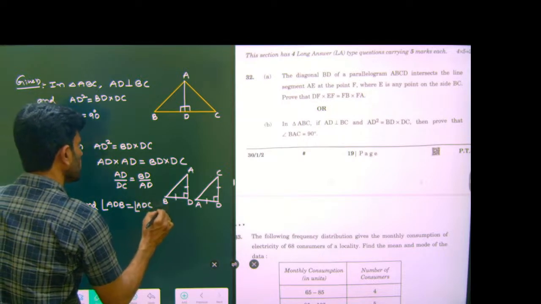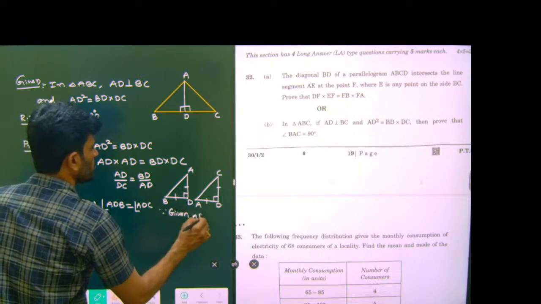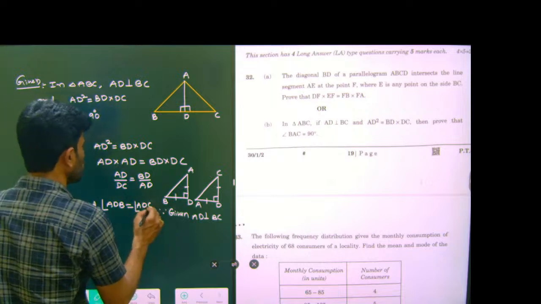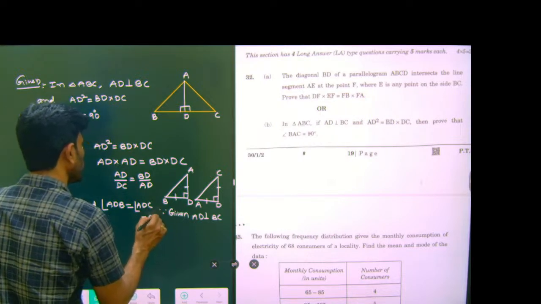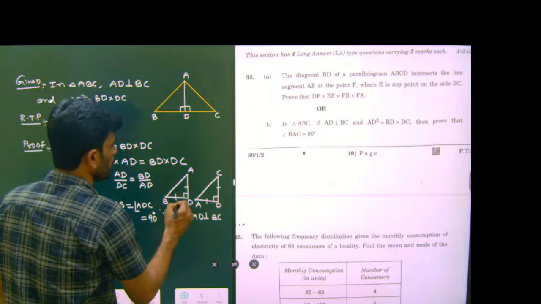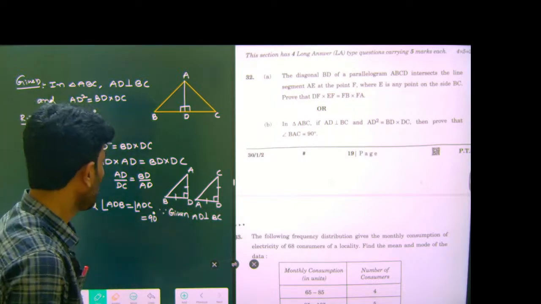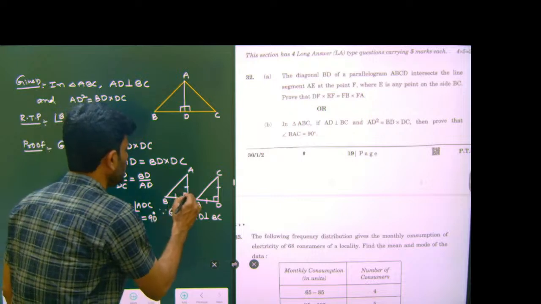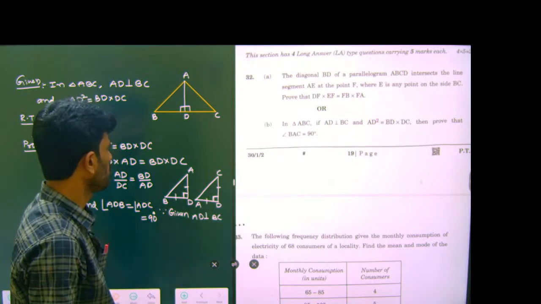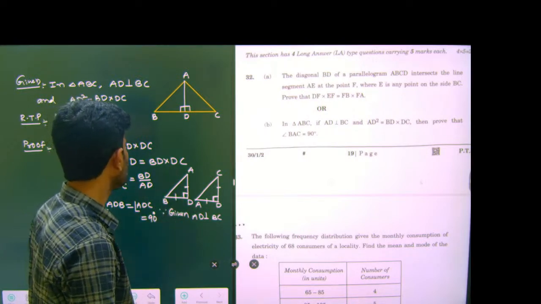Why? Because given AD is perpendicular to BC, these both are equal to 90 degrees. We know AD by DC is equal to BD by AD. That is two pairs of corresponding sides with ratios the same, and angle ADB is equal to angle ADC, 90 degrees, that is given. So by SAS, the two triangles are similar.